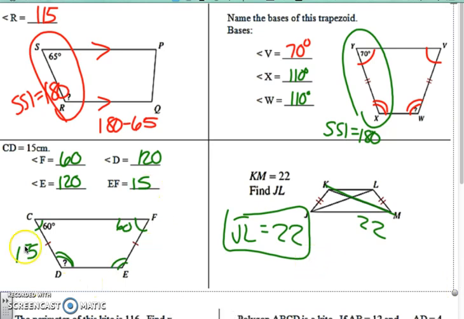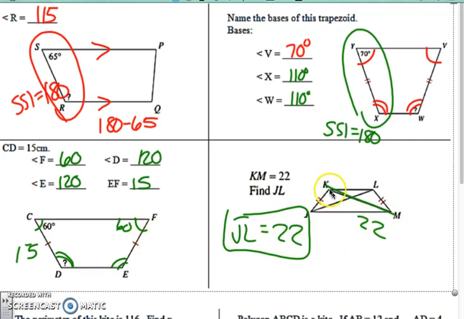So for this one over here, I knew angle F was also 60 because they were both base angles. Therefore, D and E had to be 120 because same side interior equal 180. To find the measurement of EF, you just had to know that CD was the same. So if CD is 15, then EF is 15.